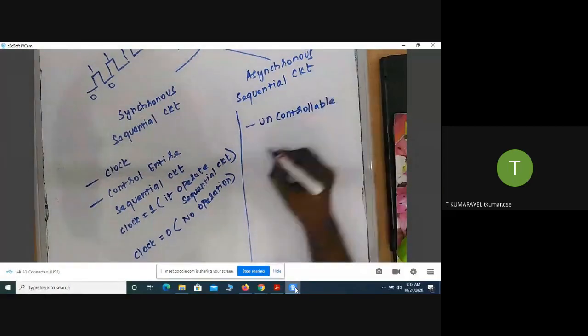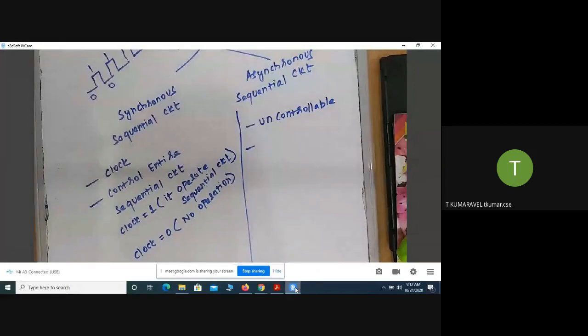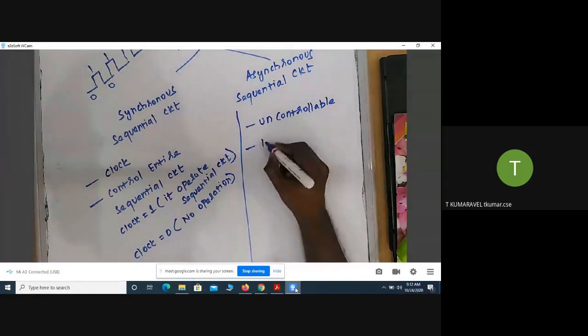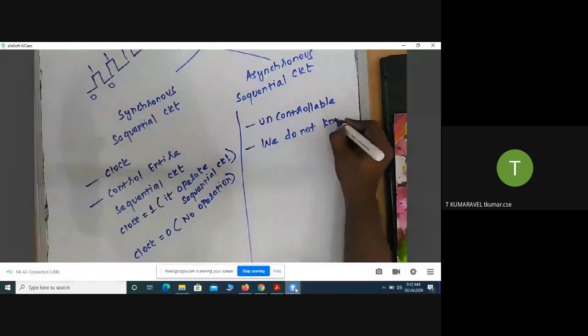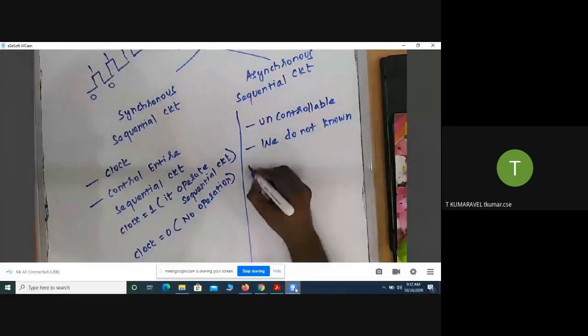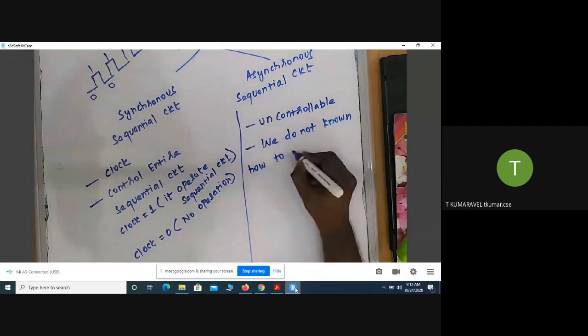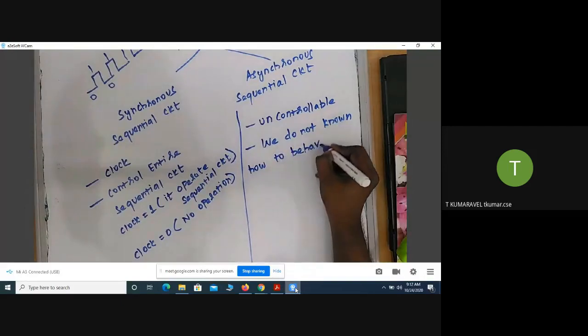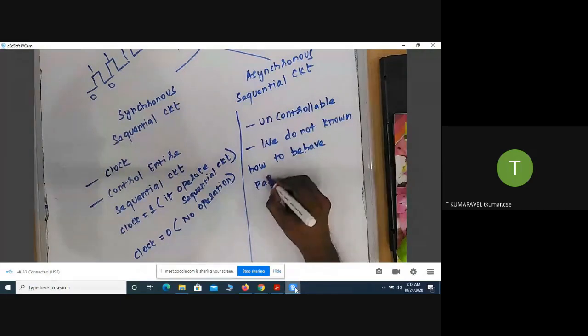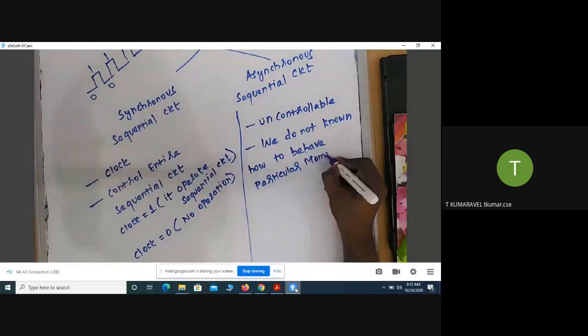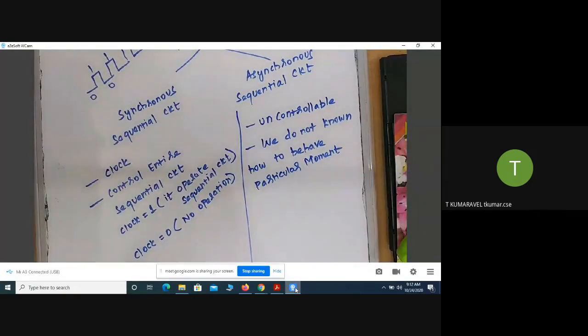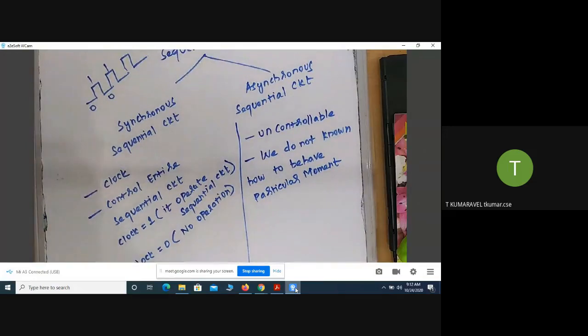Uncontrollable format. What it's trying to say is that we do not know how it's going to behave at a particular moment. Okay, there is the classification of synchronous and asynchronous sequential circuits.